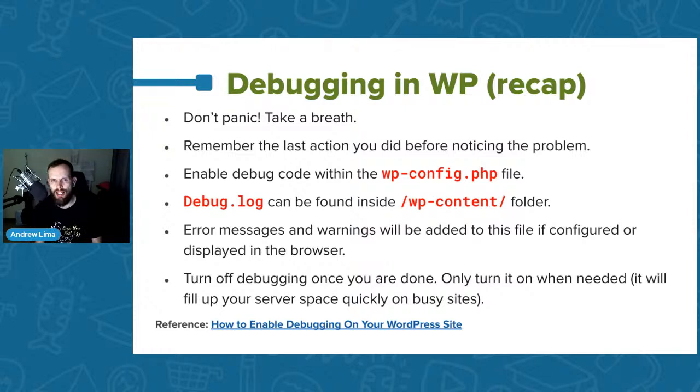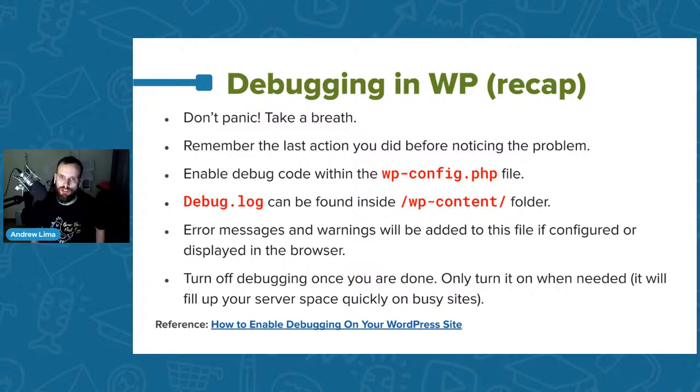So just take a rough note of whether you recently activated a specific plugin, or recently activated a custom code snippet. Things like that. It's good to take a mental note, like, after updating this plugin, I started getting errors. So just be mindful of that. Write it down if that helps you take notes. To enable debug code, it's best to do it in the wp-config file. And then again, the debug log can be found inside the wp-content folder.